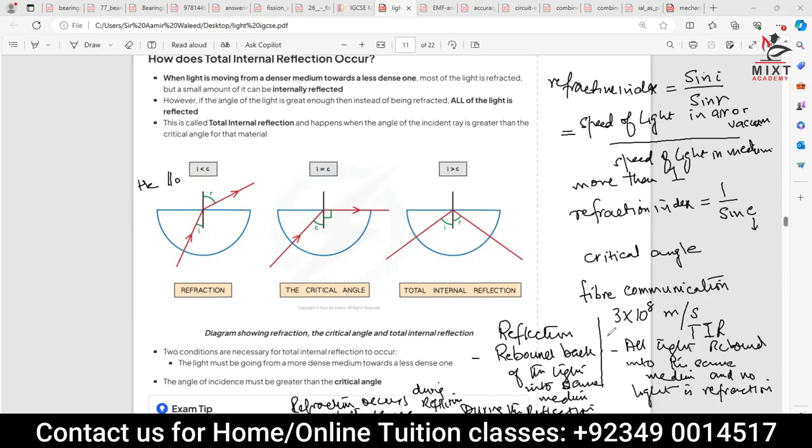And the second point is, in reflection, there is no condition for any critical angle or anything like this. Reflection occurs at all angles. While for TIR, your angle of incidence must be greater than the critical angle. Right?